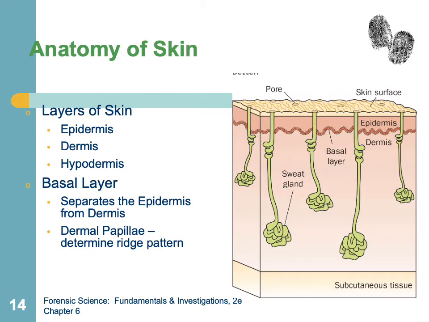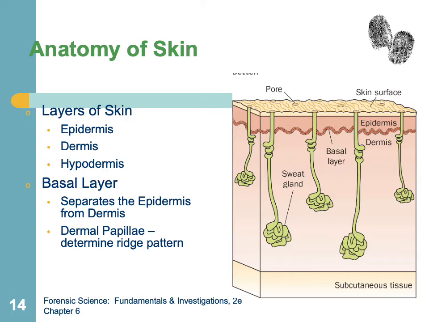Here we have different layers of the skin. So we have the epidermis, which just means upon the dermis. Okay, so the epidermis is the outer layer of the skin. It's the actual surface. Okay, and then you have the dermis and then the hypodermis or subcutaneous tissue down below. These are pretty much the 3 layers of skin. Okay, and then right here is the basal layer, which is in between the epidermis and dermis.